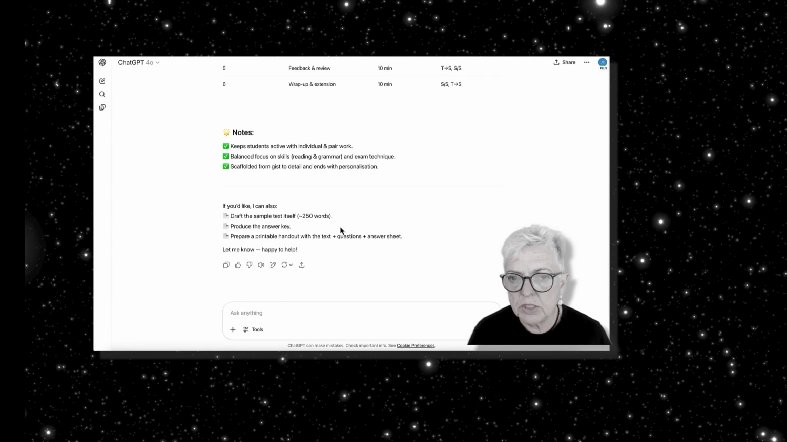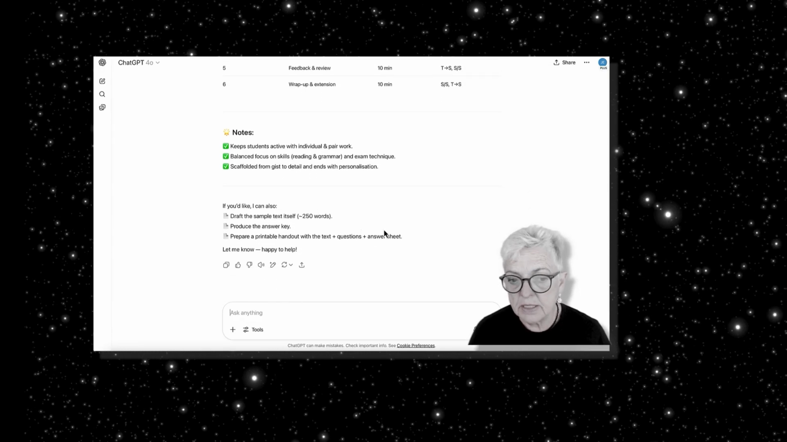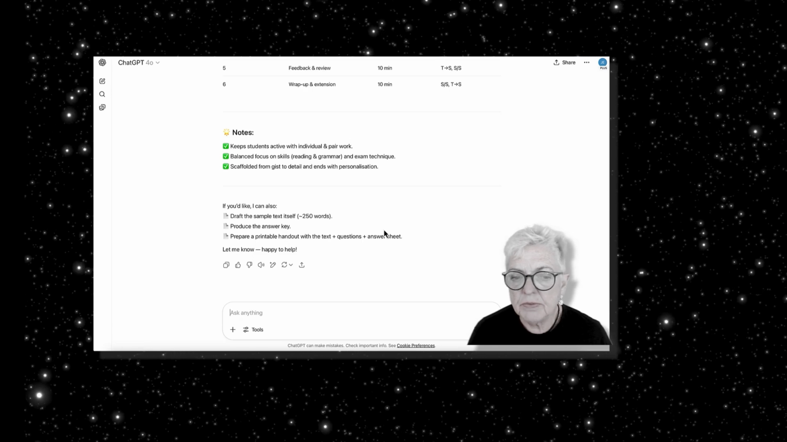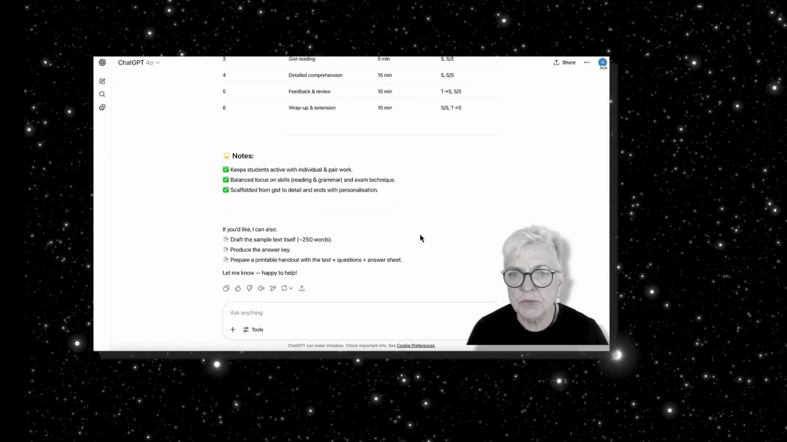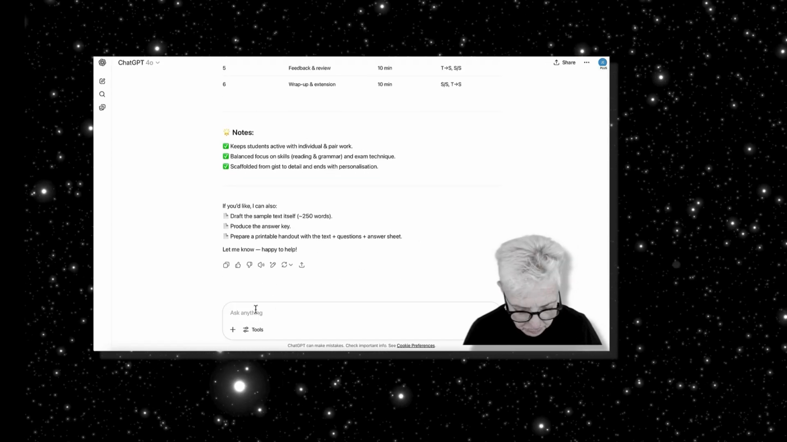And the ChatGPT offers answer keys, draft the sample text itself. It offers you options as to what to do. Okay, we'll do one more.